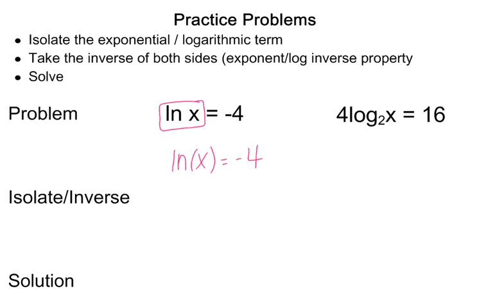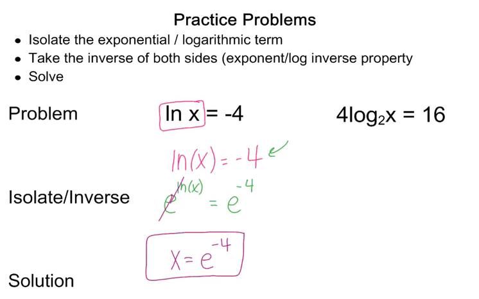What's my base for natural log? E. So what's my base of the exponential thing going to be? E. So I make that an exponent. E to the natural log of x power equals, make sure we do the same thing to this side, e to the negative 4th power. Inverse property, these will cancel, so that's how we get x by itself. X equals e to the negative 4th power. I know that looks gross, but it still just represents a number.